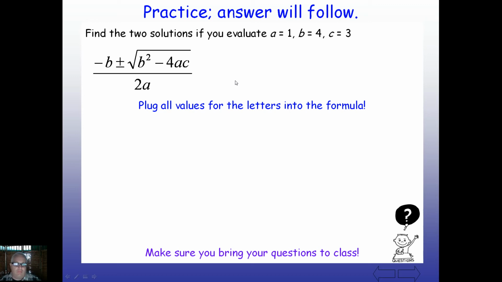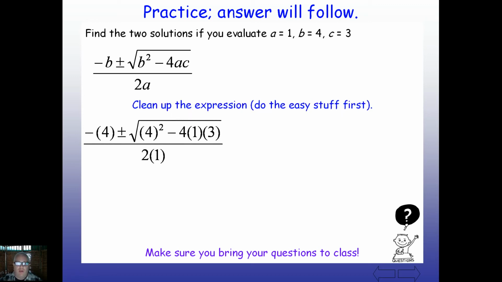All right then. So that might have taken a little bit longer than the previous problems, but here's what we did here. The first thing is we went ahead and plugged in the values. And now we're going to clean up the expression here. We're going to do the easy stuff first. That's what we try to encourage you to do here in math, is do the easy stuff at the beginning. So what did we do? We took 4 and we plugged it right here in. Wherever you see the letter B, we put in a 4. And then we took 1 and we plugged it in for A right here. And then we took 3 and plugged it in for C. We put an A right here as well.